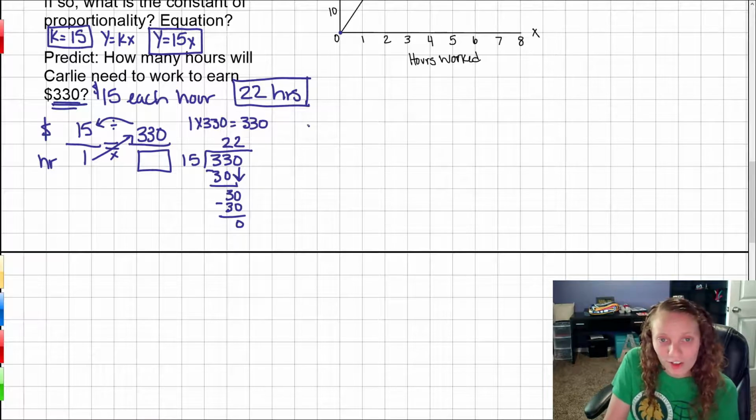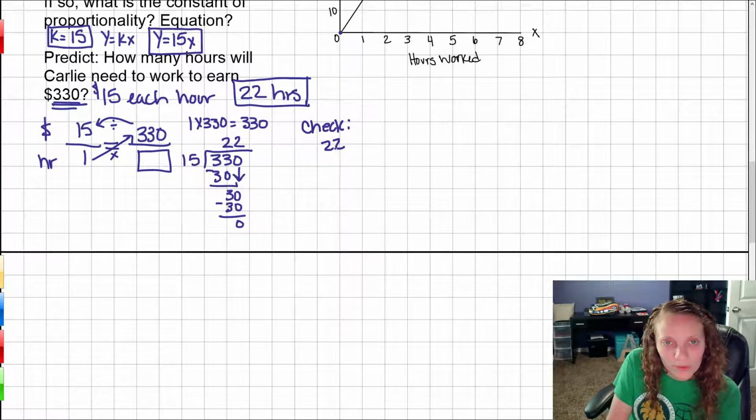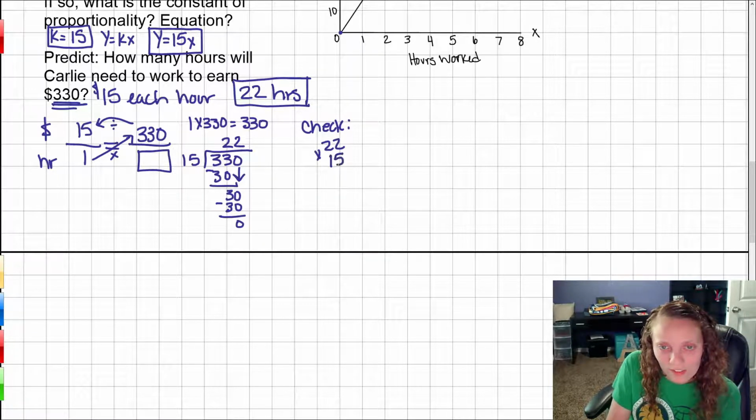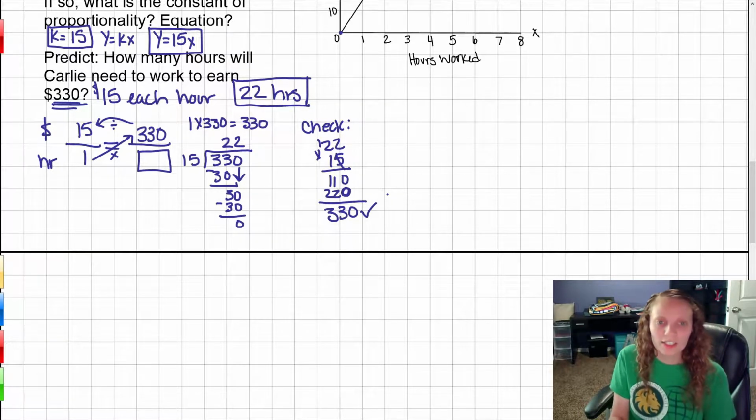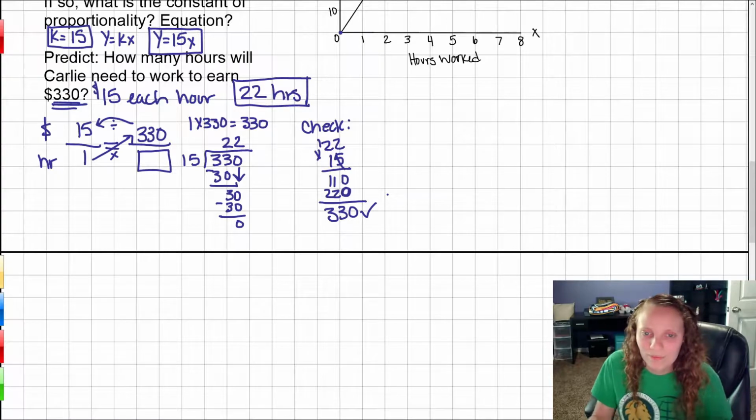And to check yourself, we could take that 22 hours and multiply it by 15. 5 times 2 is 10, 5 times 2 is 10, 11, add a 0 placeholder because now we're on to the next number. 1 times 2 is 2, and when we add that up, we got 330, so we know that we did it correct.